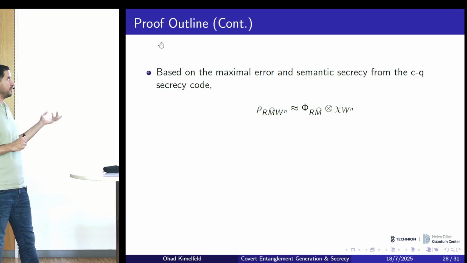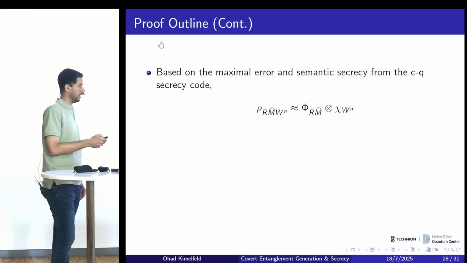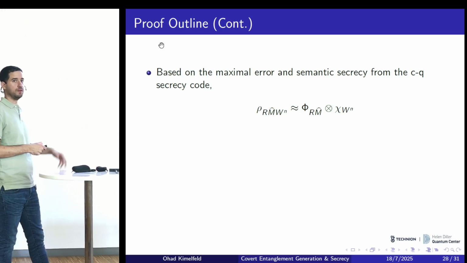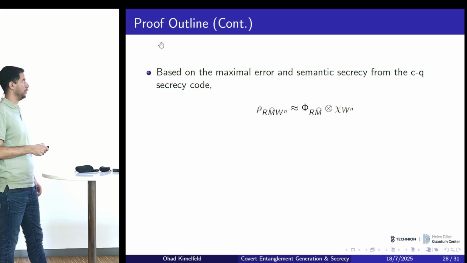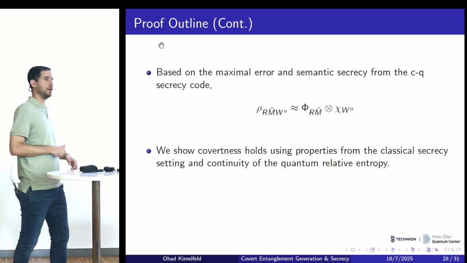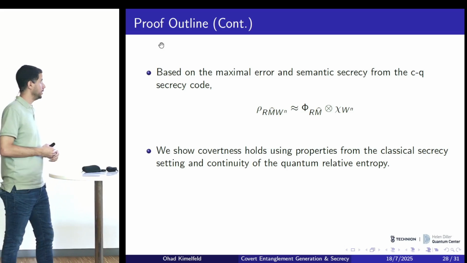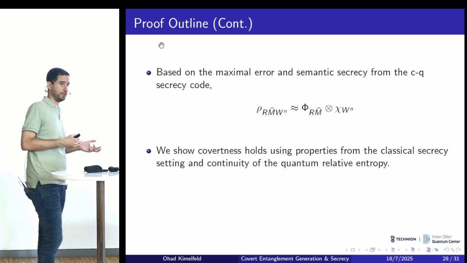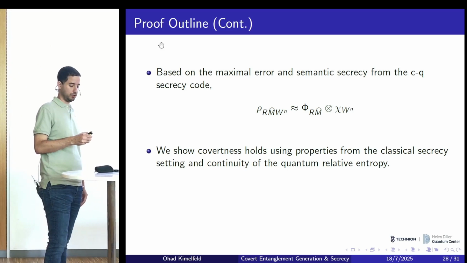Based on the maximal error and semantic secrecy that we achieved for the secrecy code, we obtained that the shared state between the reference, Bob, and Willy is approximately decoupled from Willy, so Bob can approximately decode the original maximally entangled state, capital Phi. And we show covertness holds. This is the last part of the achievability proof. We show covertness holds using properties from the secrecy code and continuity properties of the quantum relative entropy.